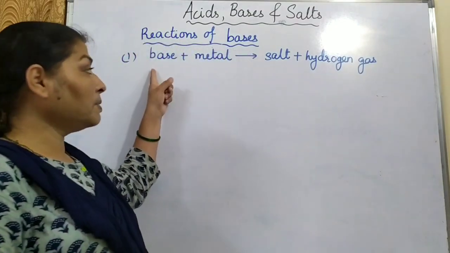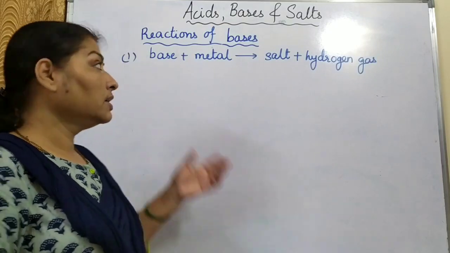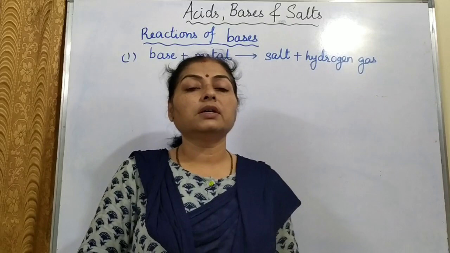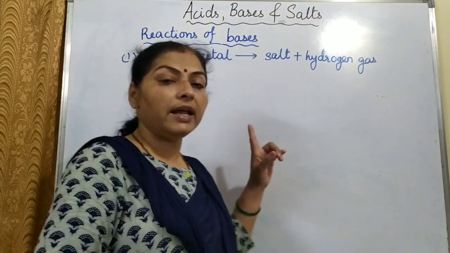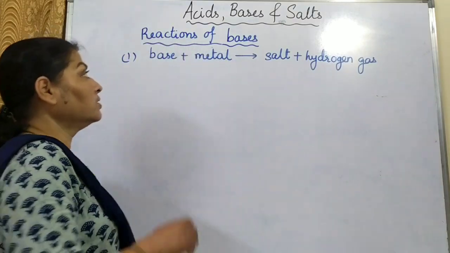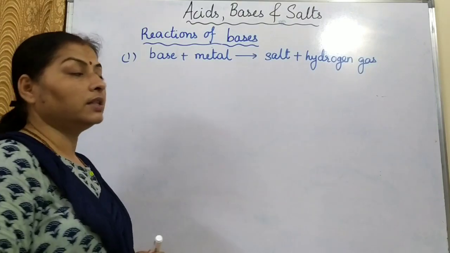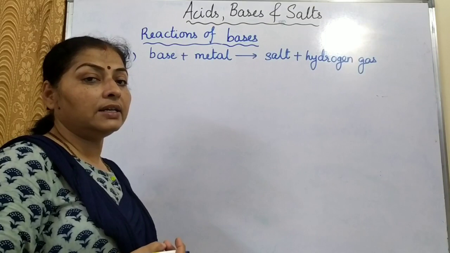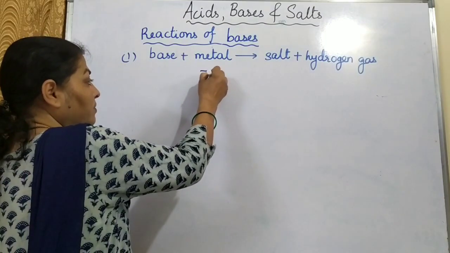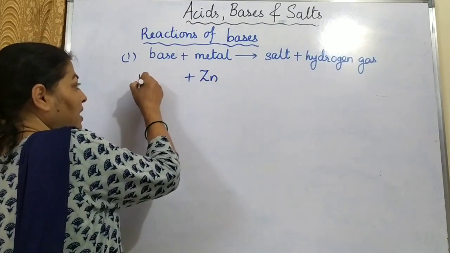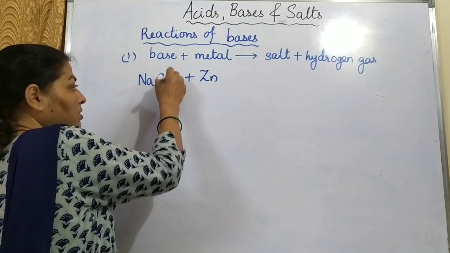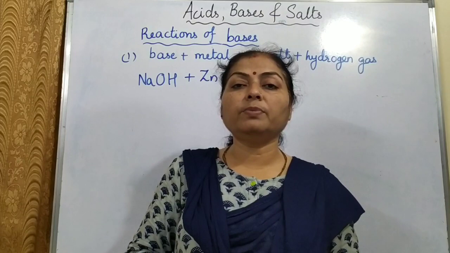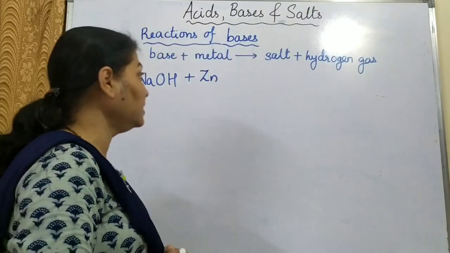But then this will not be possible with all sorts of bases. Here the base has to be a strong base. Water soluble bases, they are known as alkali. So generally this reaction alkali only will give. So alkali on reaction with metal. So metals also, here reactive metal is needed. For example, zinc metal. And let us take an example of base, that is alkali, NaOH. Sodium hydroxide and potassium hydroxide, they are water soluble bases and they are also known as alkali.